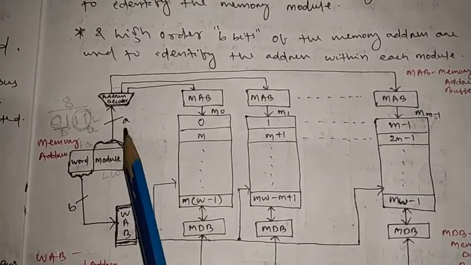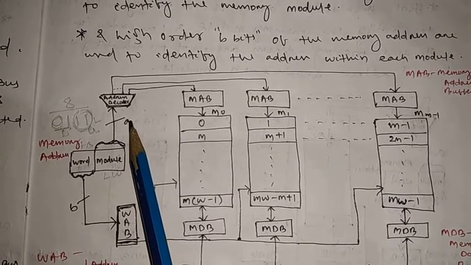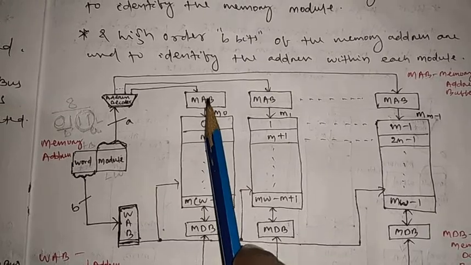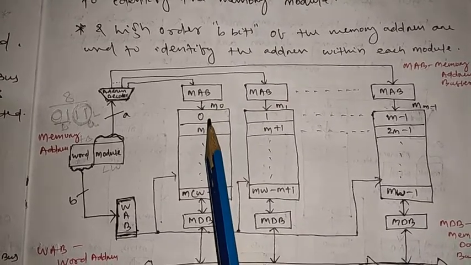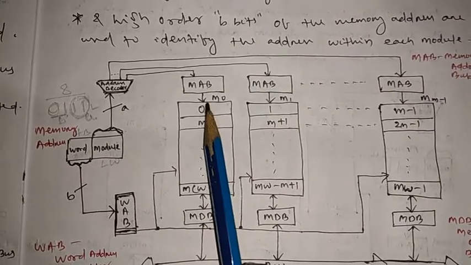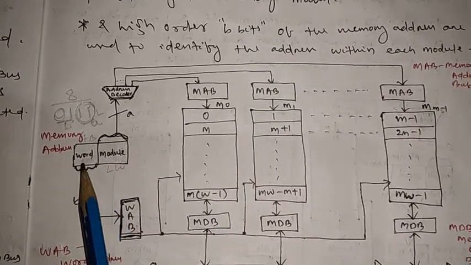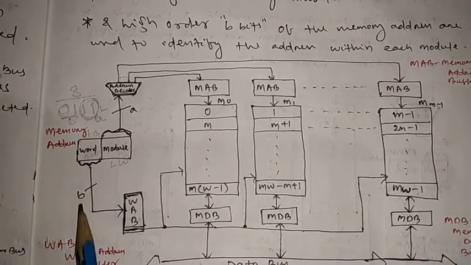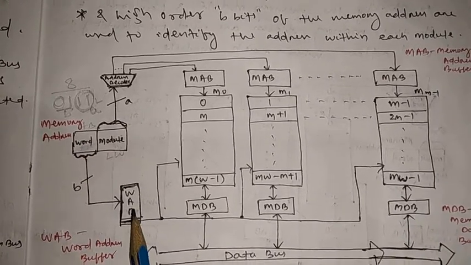So assume that a value belongs to this MAB. This MAB informs module 0 that you are having a word. In which section the word is present will be identified with the help of your high order bits. So the high order bit, or you can say the B bit, will come to your WAB.